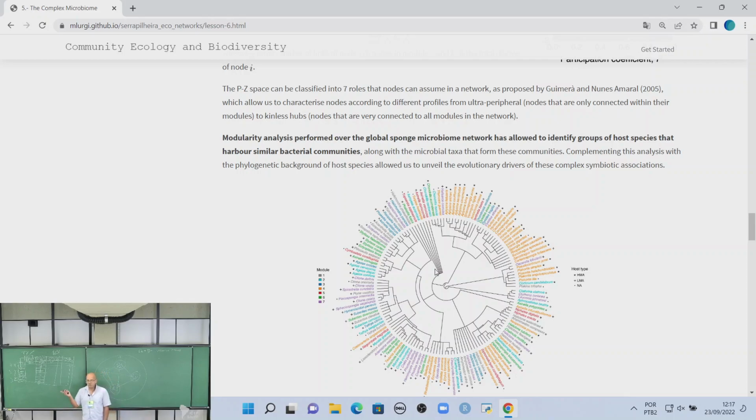So the important thing to remember about things like this is that here we are mixing the structural properties of the network, which were calculated independently without any knowledge of the ecology of the system, and the phylogenetic background of the species, right? So you couldn't have anticipated this without that knowledge. And I think that's very cool.